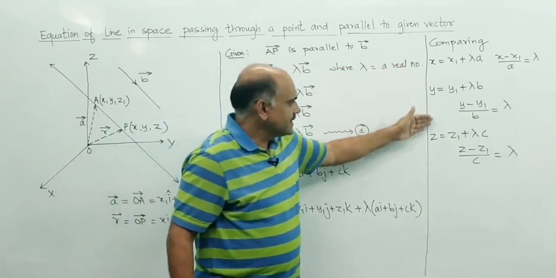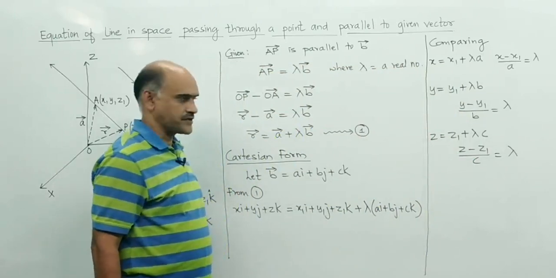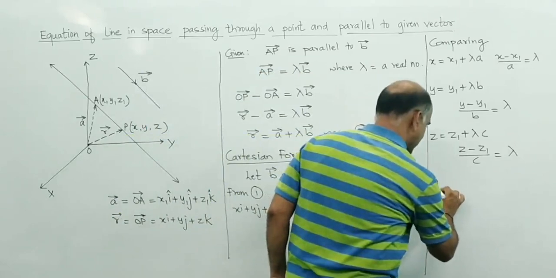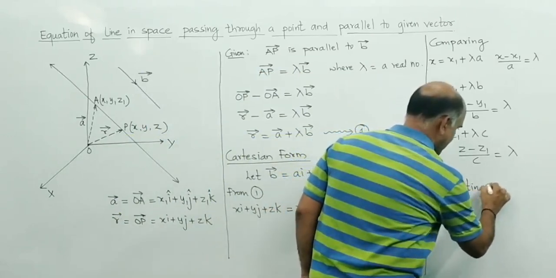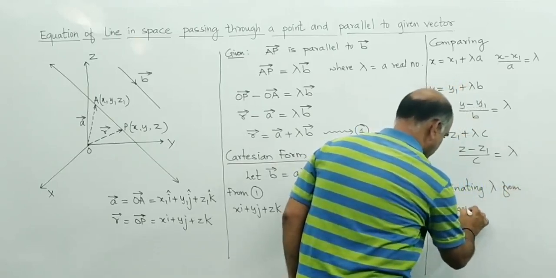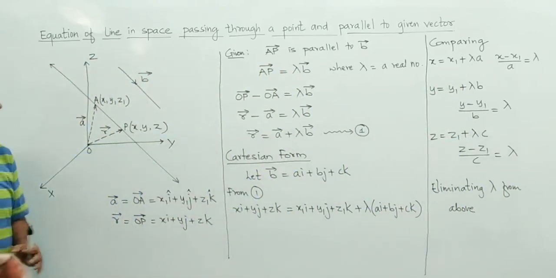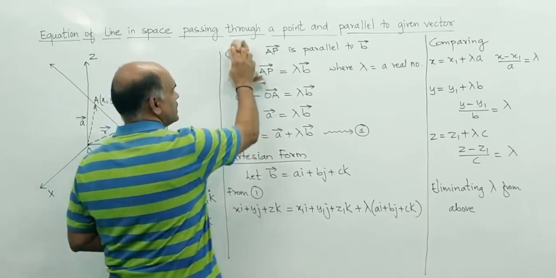Now eliminating lambda from all these three, you will have the final equation. So if I eliminate lambda from above, if you remove lambda from all three and compare LHS, you will have the answer.